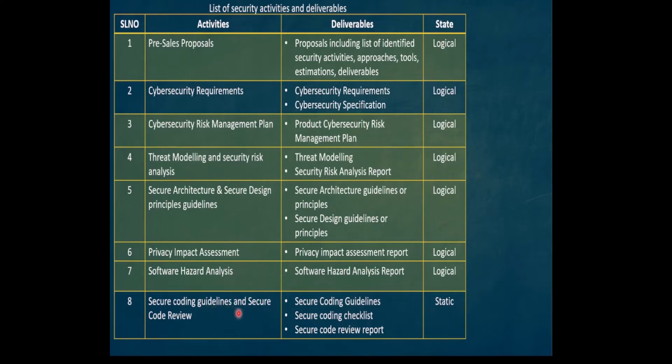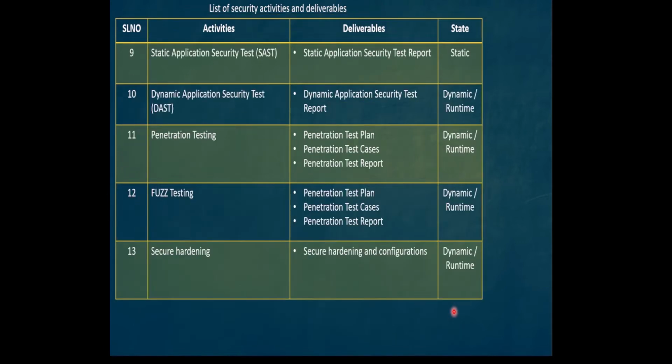The secure coding guidelines and secure code review we need to do in the development stage. So that is why the static stage I mentioned here. The next task, SAST, DAST, penetration test, fuzz test, security hardening, these activities also I considered. Suppose if we have more scope on the vulnerability management, continuous monitoring, patch management in the post-production activity, you can describe those activities also. Now the security activities are identified here.